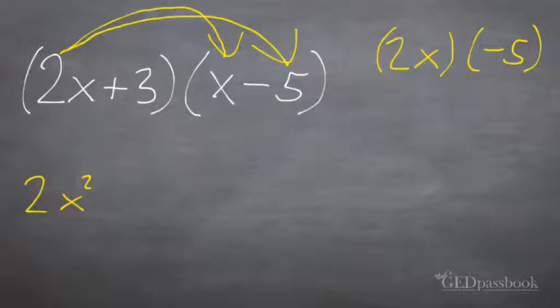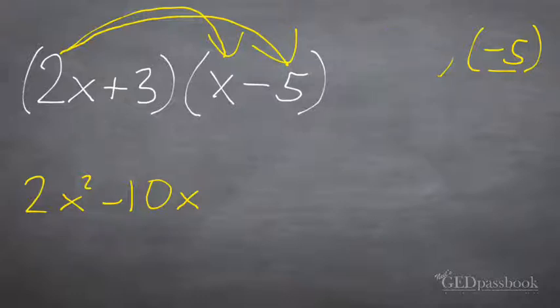Okay. 2 times negative 5 is what? Negative 10. X times, is there an x here? No, so it just gets brought down. Negative 10x, step by step. Always look at it step by step. Okay, that's my outers. Done, out of the way.